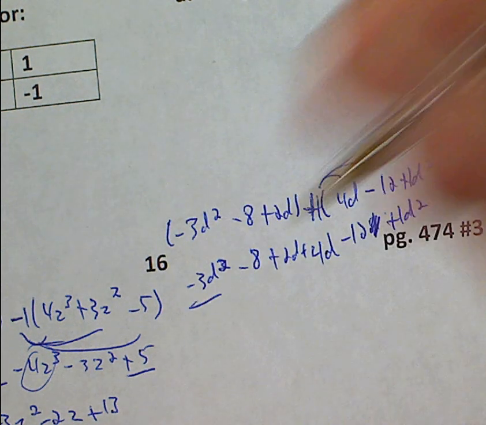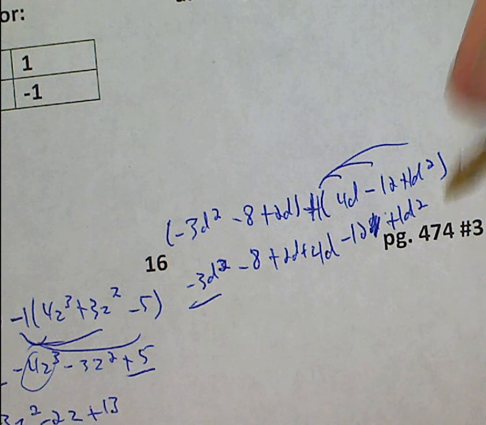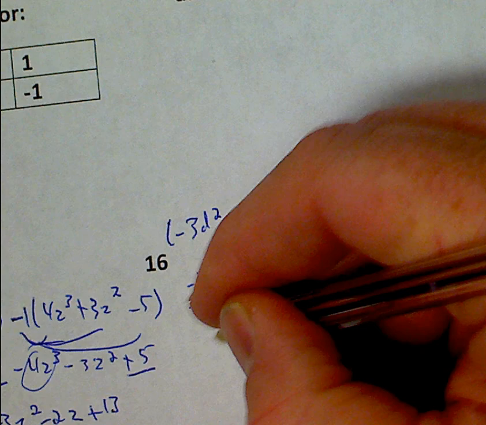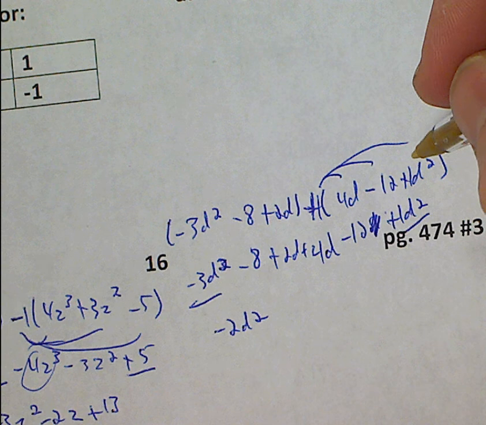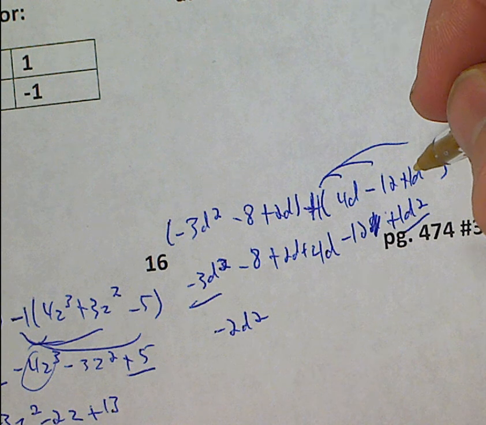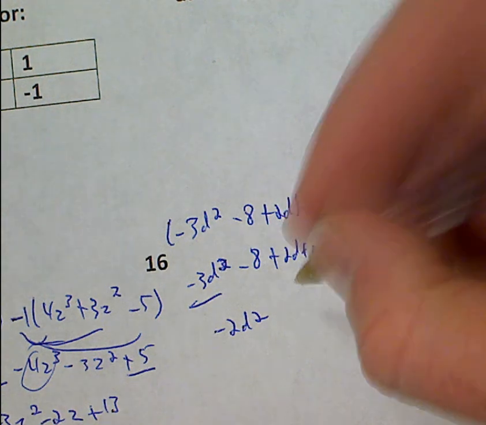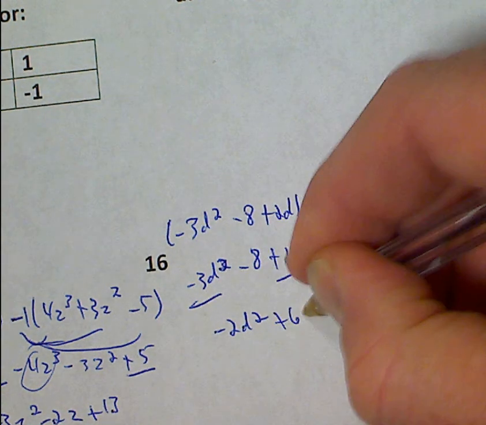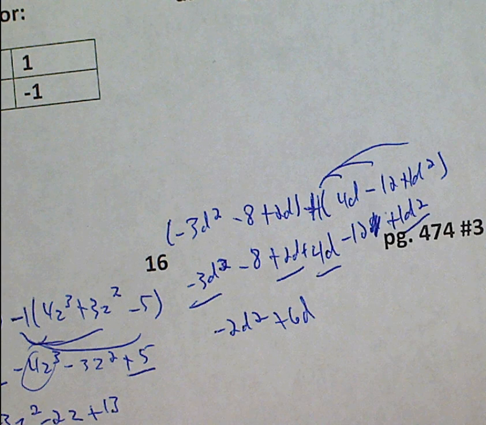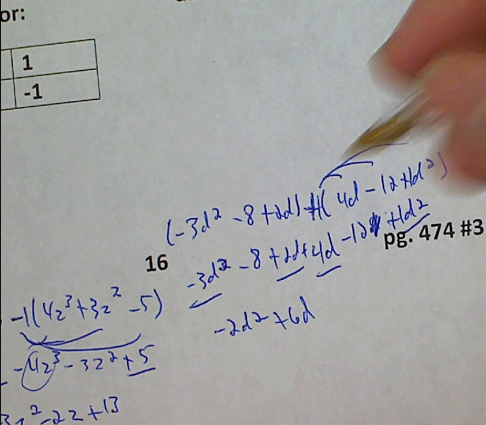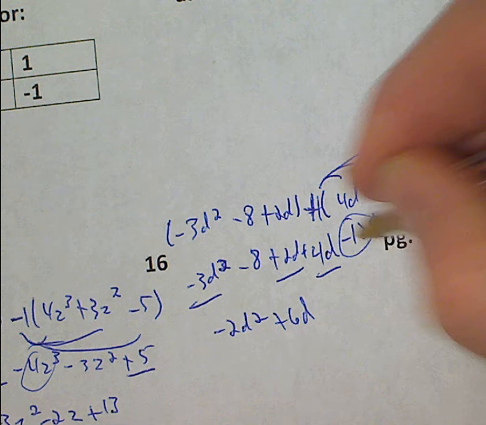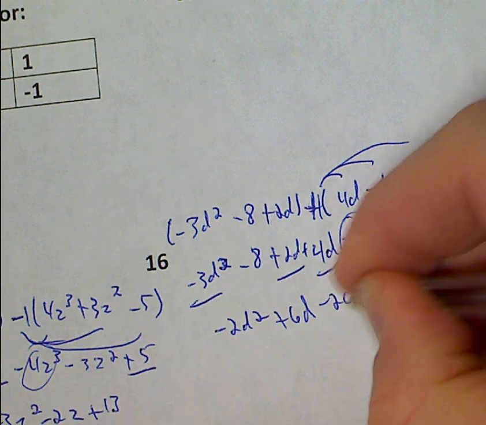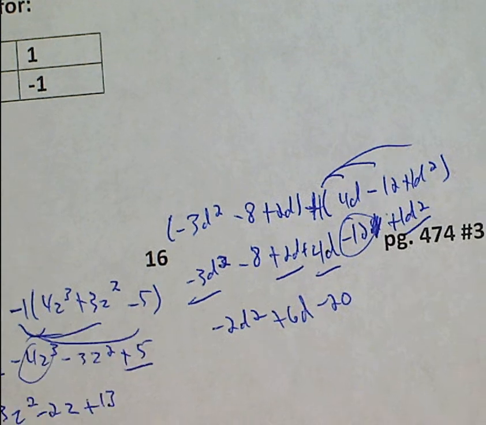Combine like terms, negative 3d squared plus 1d squared would be negative 2d squared. We got 2d and 4d is 6d. Negative 8, negative 12 would be negative 20. And I already put it in order. Your order does not matter.